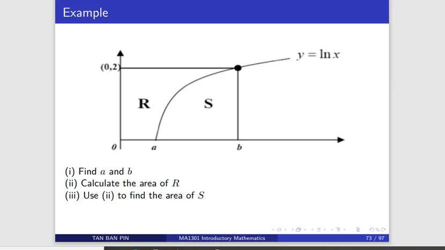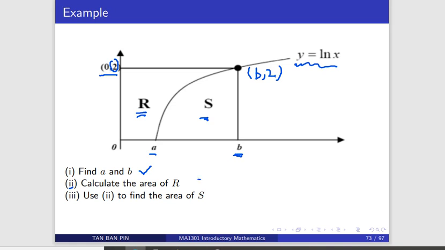In this example, you're given the graph of y = ln x, and you're supposed to find the value of a and b, given that this point is (0, 2). So this point should be (b, 2), because the x value is b, and the y value should be the same as the y value here, which is 2. So we're supposed to calculate the value of a and b, find the area R, and then use part 2 to find the area S.